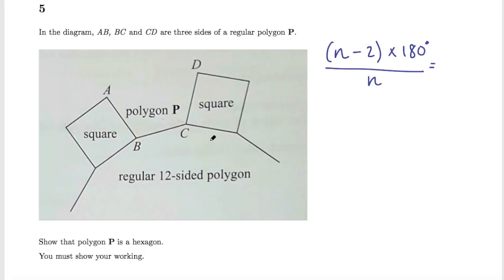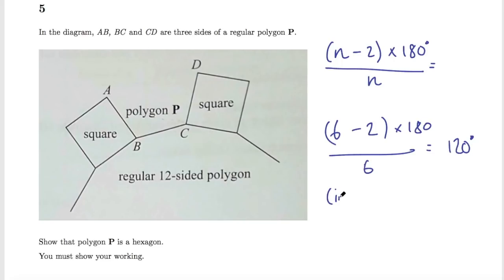Well, the first thing we could do is find what one angle of a hexagon is, and because it's asking us to show, you might know what the interior angle of a hexagon needs to be, but you need to prove it, you need to show it in your working out. So we know that a hexagon has 6 sides. So one angle of a hexagon is going to be 6 minus 2 times 180 divided by the number of sides, 6. And if you work all of that out, you get 120. So that's the interior angle of a hexagon.